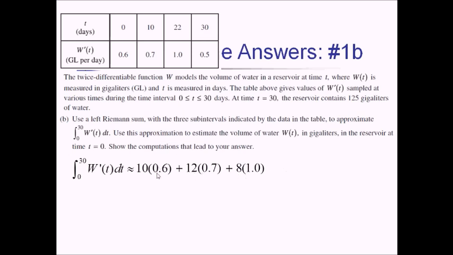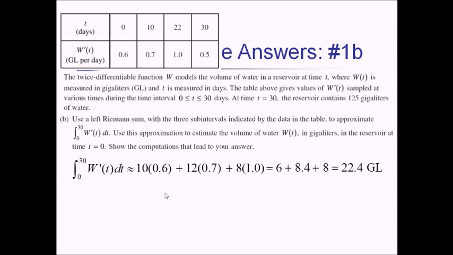So this is 6 plus, well, 12 times 7 would be 84, so this would be 8.4. And then this is going to be just 8. That's 6 and 8 is 14, plus another 8.4 is 22.4, and that's gigaliters, because we're integrating a rate of change of gigaliters.